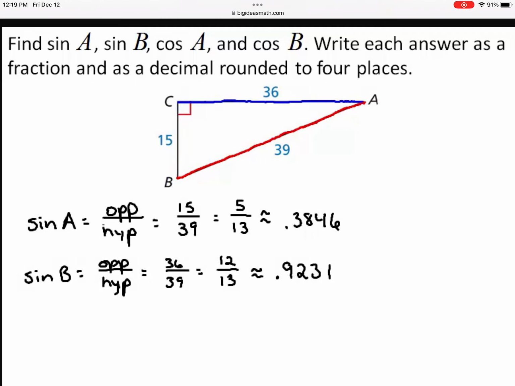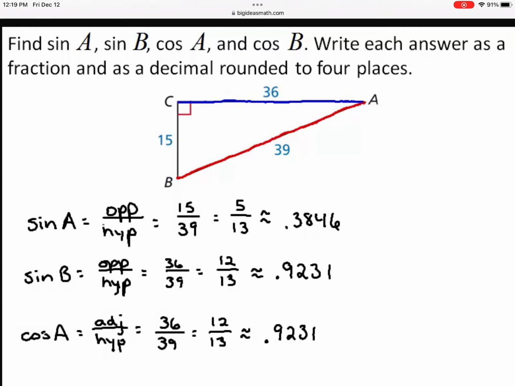The sine of B is equal to the opposite side over the hypotenuse, which equals 36 divided by 39, which equals 12 divided by 13, which is about 9,231 10,000ths. Next, find the cosine of A.